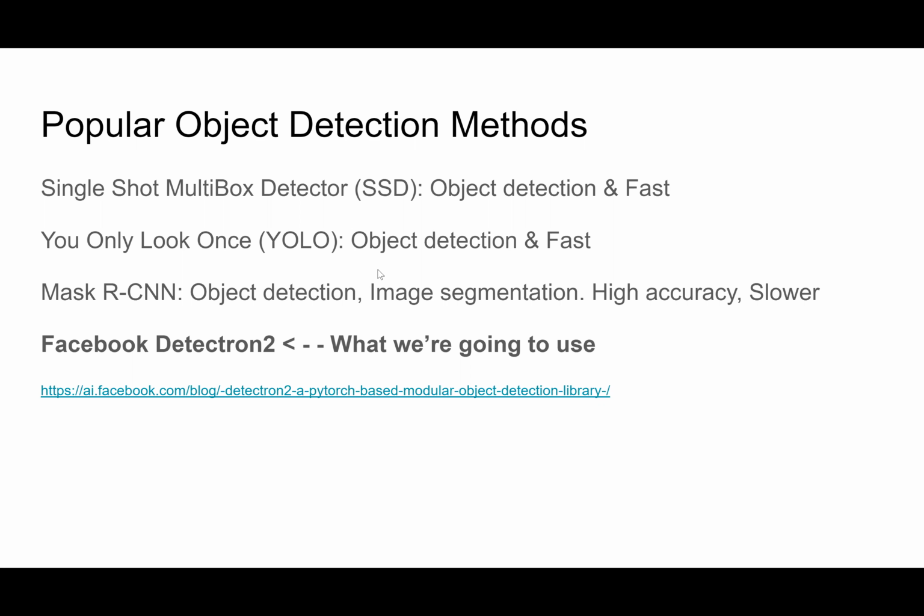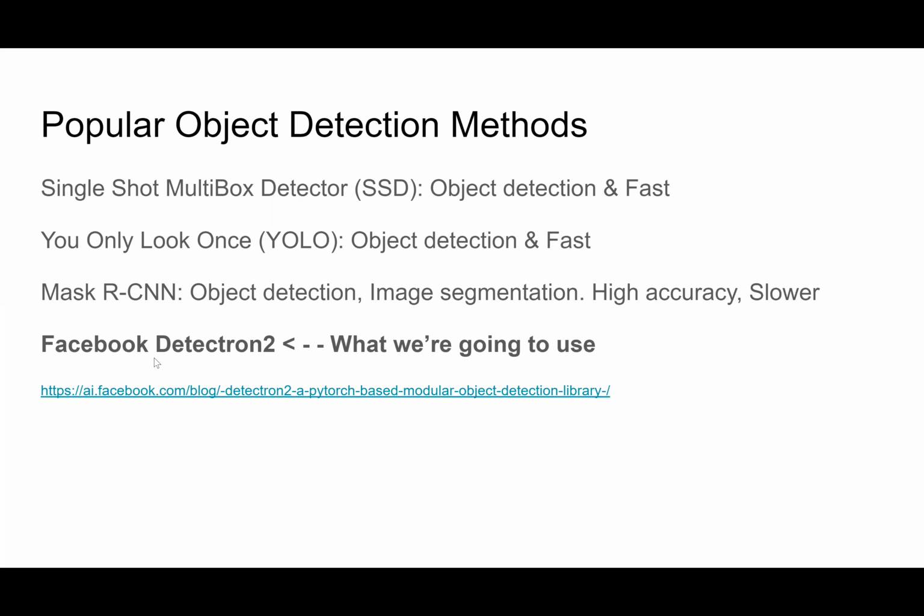YOLO, You Only Look Once, is good for object detection. It's also pretty fast. And then you have Mask R-CNN, or another version, Faster R-CNN. It does object detection and image segmentation, and tends to have very high accuracy, but is a little bit slower than something like Single Shot MultiBox Detection.